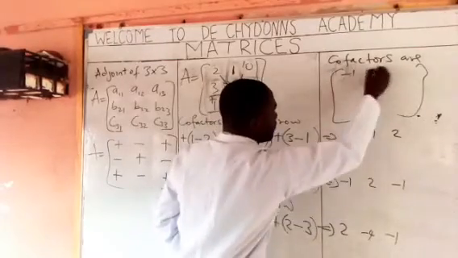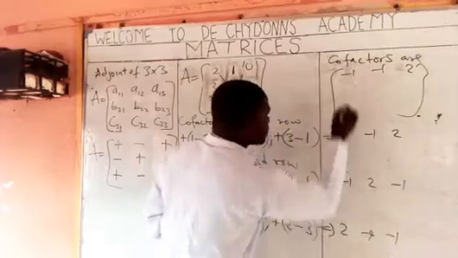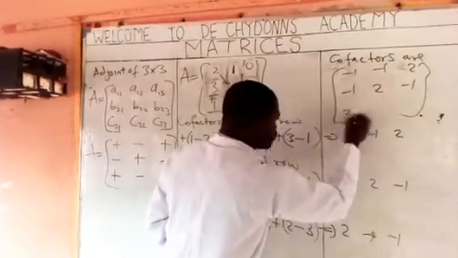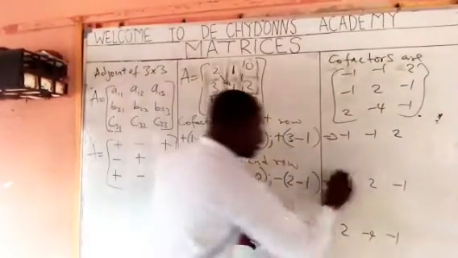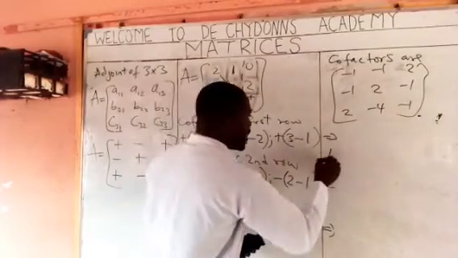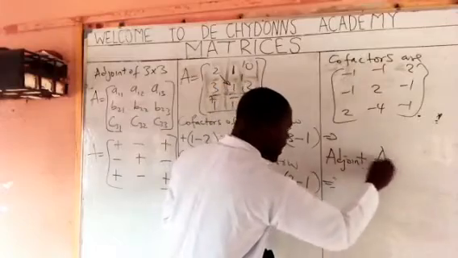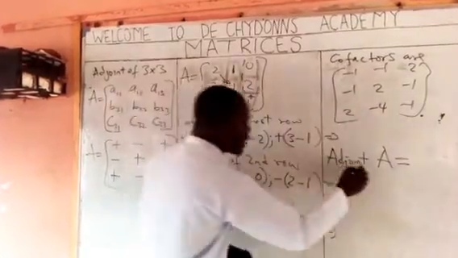Minus 1, minus 1, 2. Next, minus 1, 2, minus 1. Next, 2, minus 4, minus 1. We have packaged their cofactor successfully. Now, finally, you say adjoint of matrix A is equal to their cofactors, transpose it.